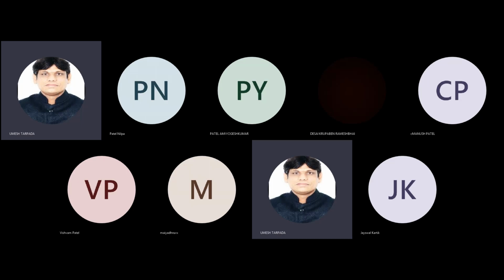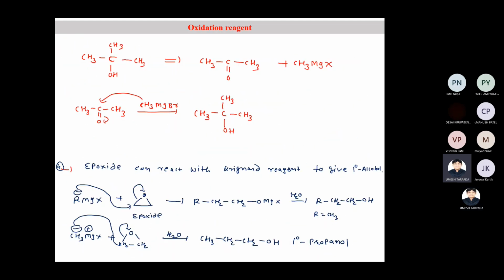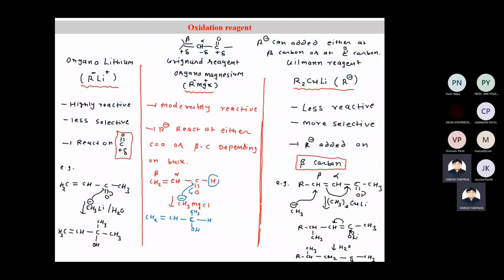That is, one of them is organolithium. So organolithium makes attack on carbonyl carbon. Organomagnesium will be able to make attack on both beta carbon as well as carbonyl carbon, depending on the bulk. It depends on what the substrate is, right.